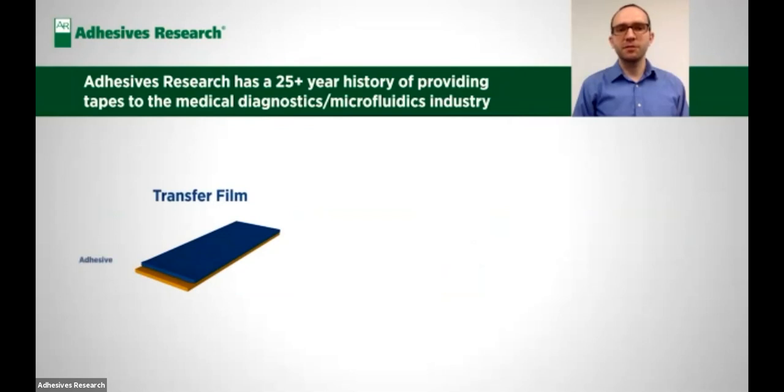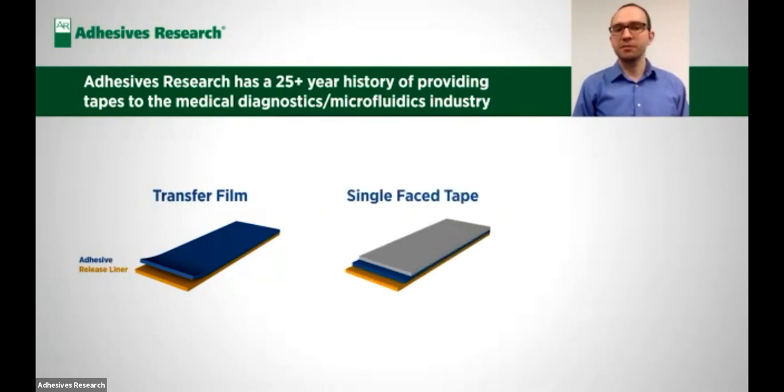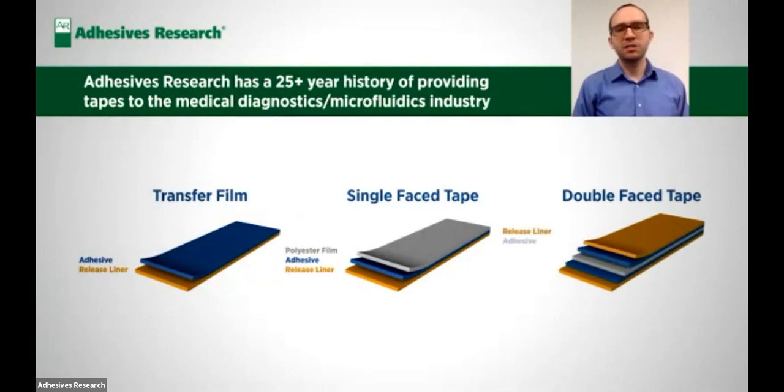One would be transfer films, in which a single layer of adhesive is placed on a release liner. This can be used to bond two materials together, and this is your best option for forming a very thin channel height with a pressure-sensitive adhesive tape. There are also single-face tapes in which a polyester film or another type of backing can be used to support the tape. These would be bonded on only one side, and they would have a release liner protecting the adhesive. And then there are double-face tapes in which the carrier has adhesive on either side, which is protected with a release liner.